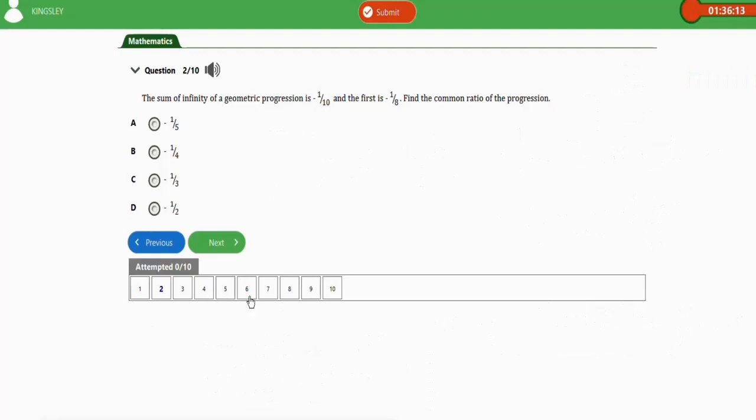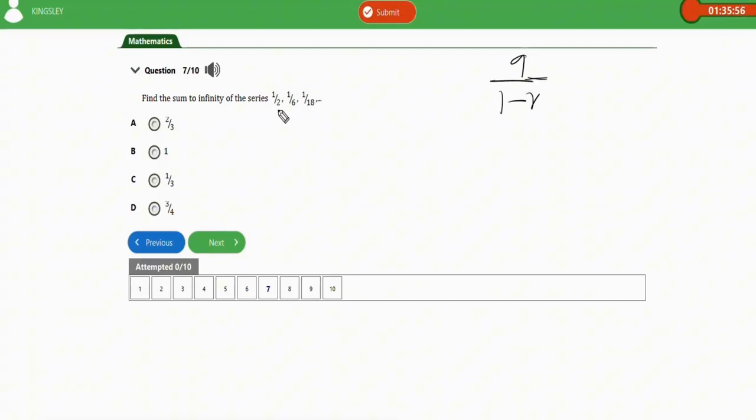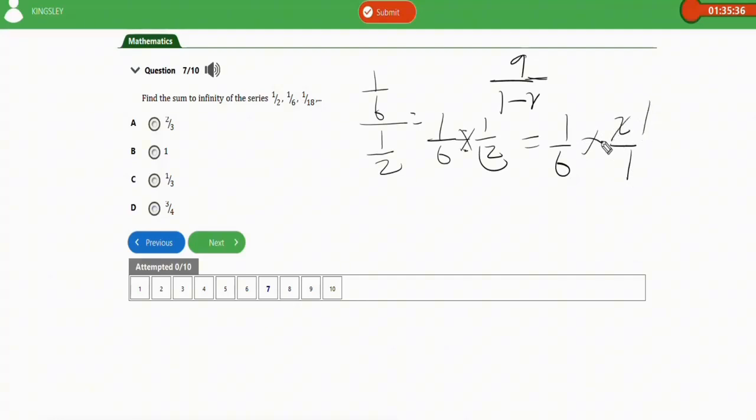So guys, the next repeated question will be this question. It says find the sum to infinity of the series. This question is actually simple. From our formula, a over 1 minus r. So let's get the common ratio r. We have a to be 1 over 2, which is the first term here. So our r will be 1 over 6 divided by 1 over 2. Change it to multiplication, it will give you 1 over 6 times 2 over 1. 2 into 2 is 1, 2 into 6 is 3. So we have the common ratio to be 1 over 3.